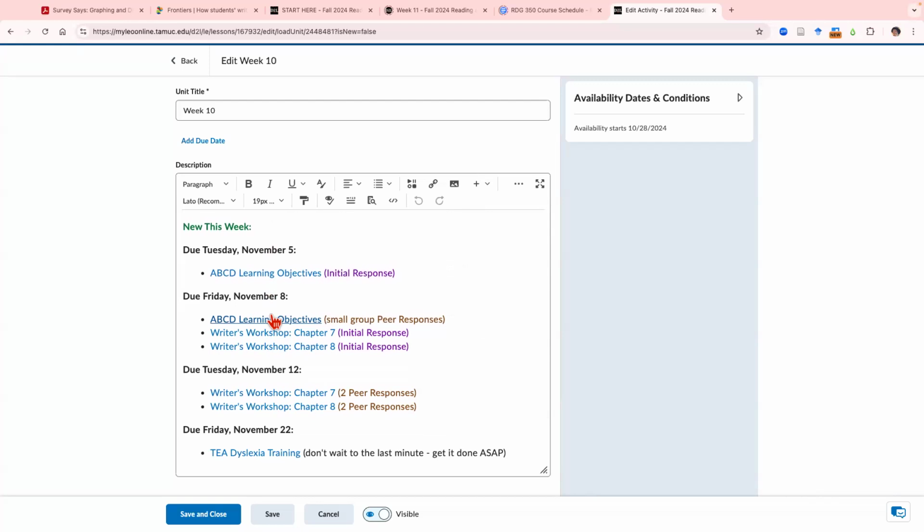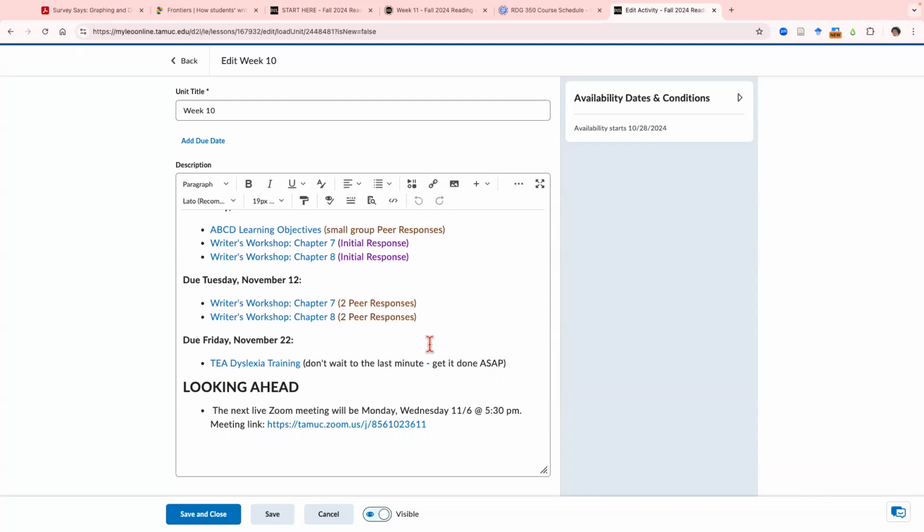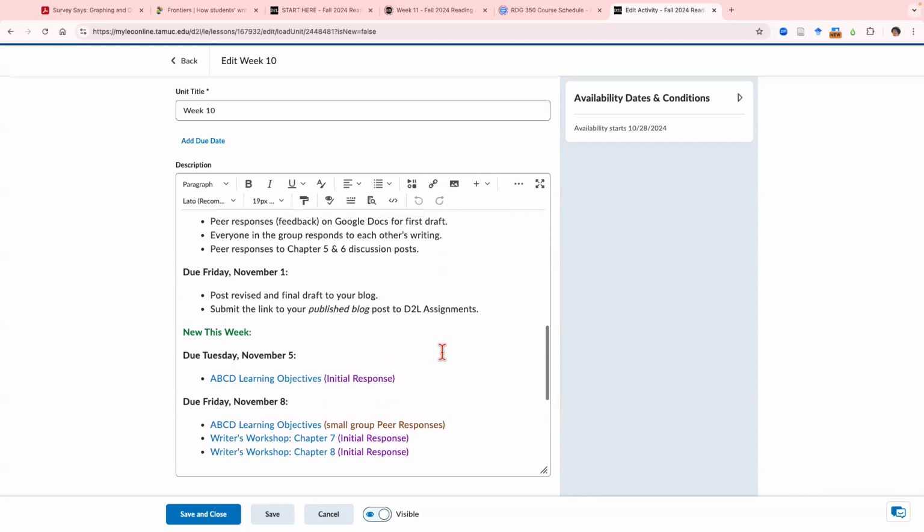New this week, I'm setting you up for this week all the way through November 12th. So we're going to be working on ABCD learning objectives. You're going to write an initial response, and that's due next Tuesday. And then next Friday, you're going to be posting your peer response as well as your initial response for chapters 7 and 8. And then on Tuesday of the week after, you will post your peer responses. And then next week, we're going to get started with writing the mini lesson plans. So I will talk about that next week.